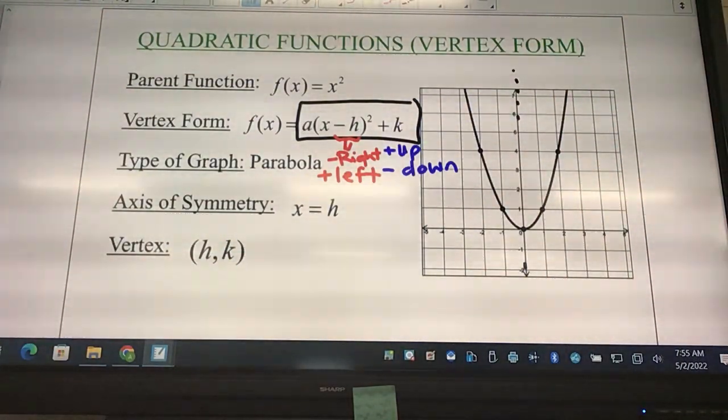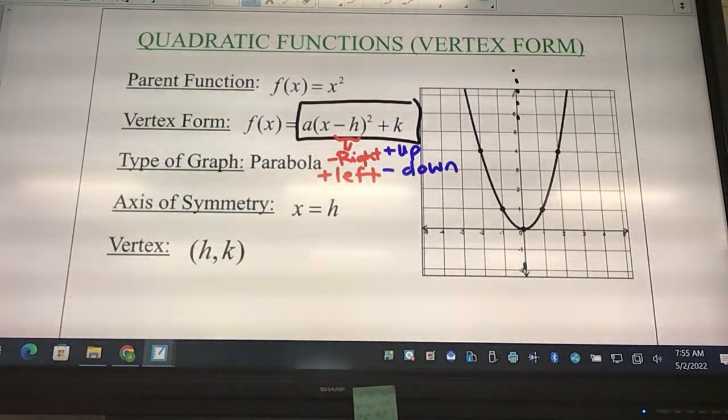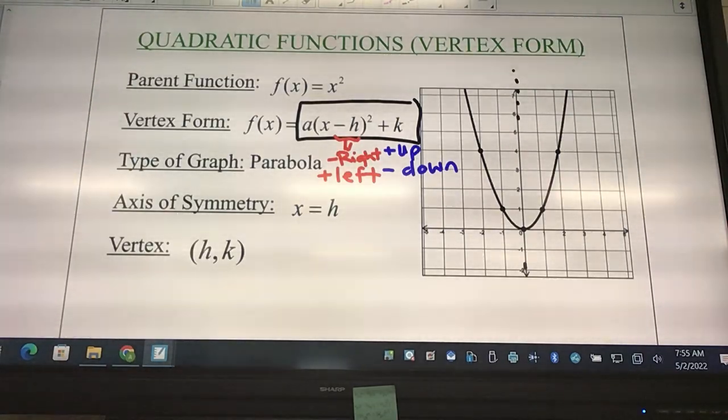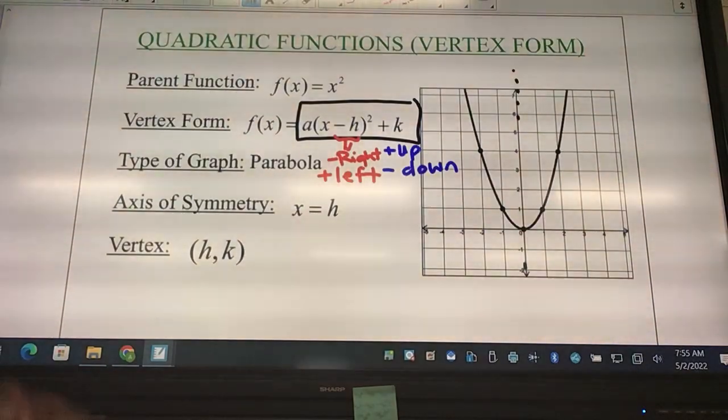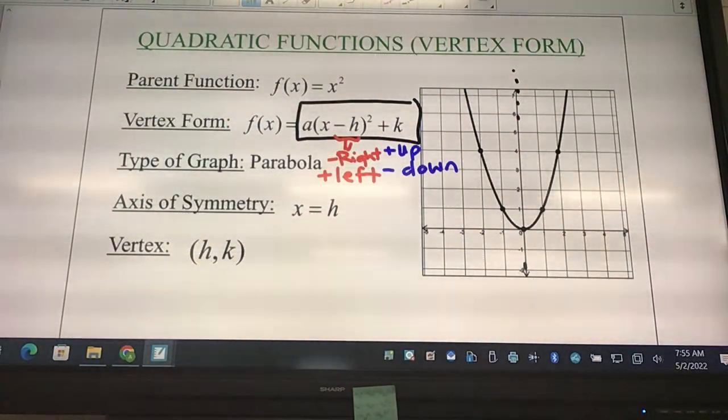And then I don't think there's any with the A today. There is not. So by the end of today, you should have this memorized. That red and blue stuff, whether you go up, down, left, right.